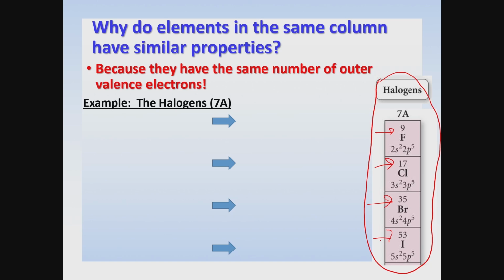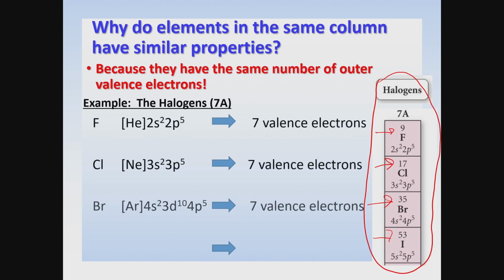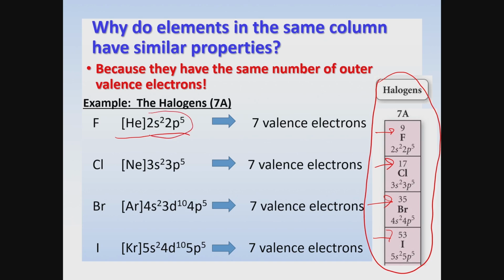So what you can do is write out the electron configurations for each of these atoms. Let's look at the electron configuration for fluorine. Fluorine has 9 electrons. Here's its configuration. I'm hoping you can see that its outermost electrons are 2 electrons in the s sublevel of the second energy level and 5 electrons in the p sublevel of the second energy level. So it really has a total of 7 valence electrons.